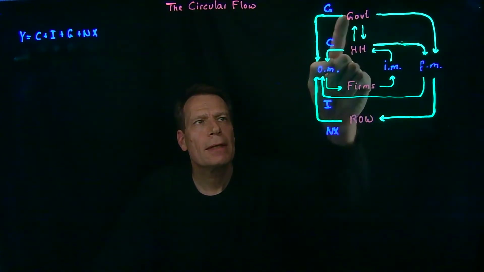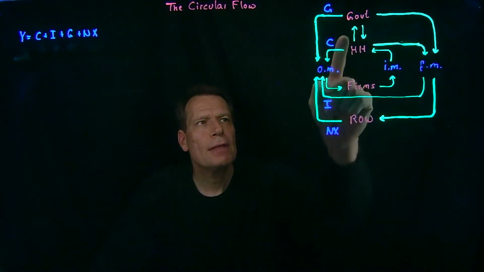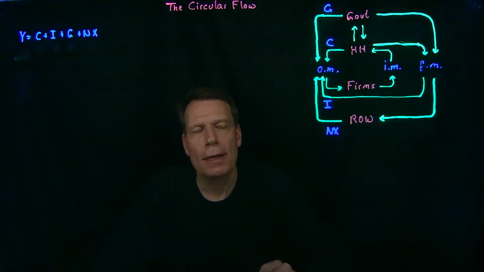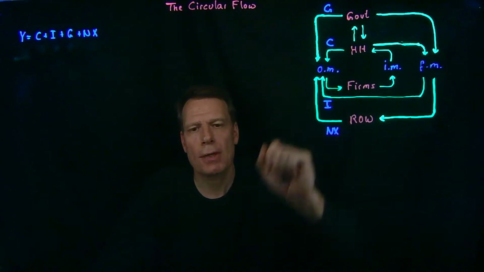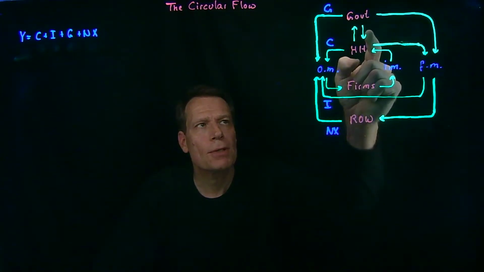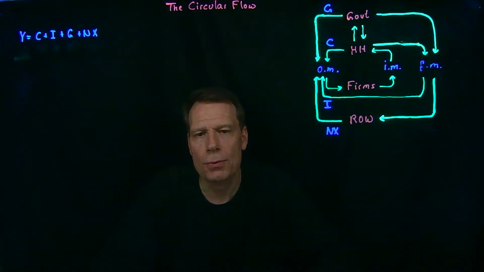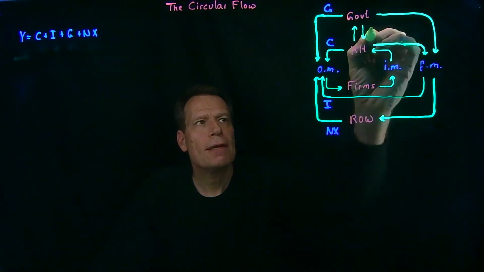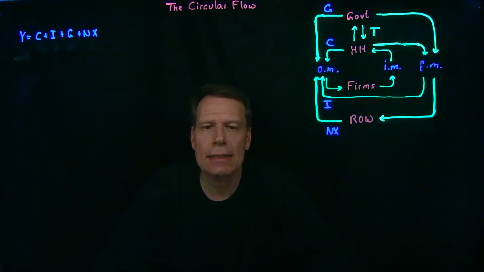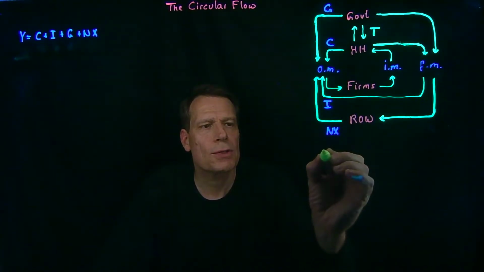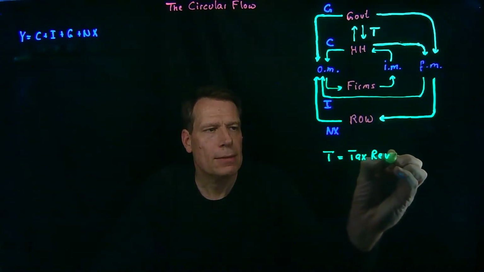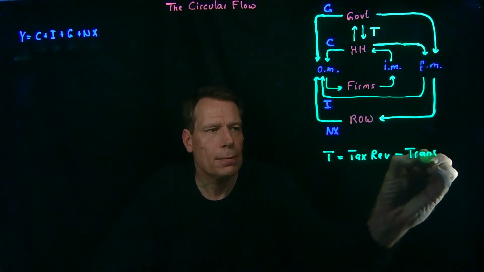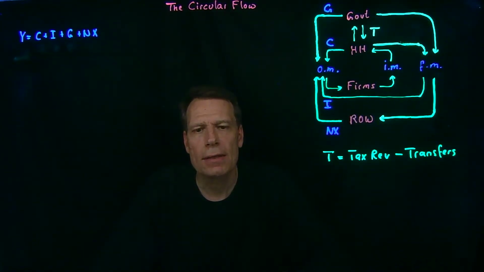We've already labeled the arrow here G. Then we have these arrows, one pointing up and one pointing down, and we know that the one pointing up represents tax revenues that flow from households to the government, and the one pointing down represents transfer payments from the government to households. We're going to denote the net effect of that as T. So T is taxes net of transfers. In other words, T is tax revenue minus transfer payments, which represents the net flow of money from households to the government.